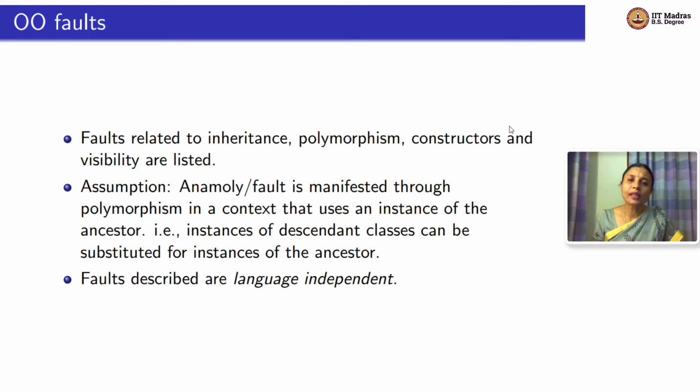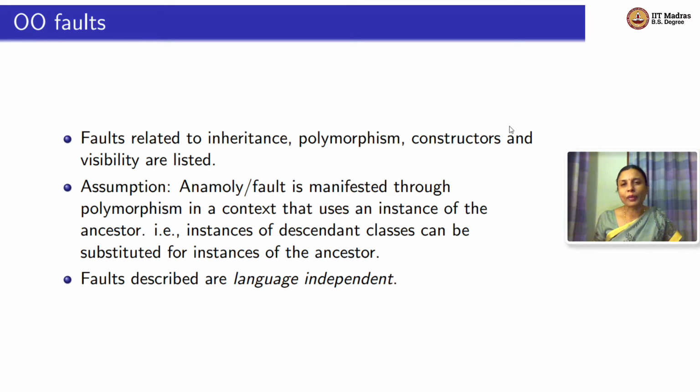Just by understanding and studying the kinds of faults that are available, we can appreciate how difficult it is to test these object-oriented programs. So we'll present some faults related to inheritance, polymorphism, constructors, and the visibility of data. We'll explain some of them in detail. We'll just list some of them. And we assume that in all these cases, we are considering object-oriented programs. There is class inheritance, there is dynamic binding, there are polymorphic methods.